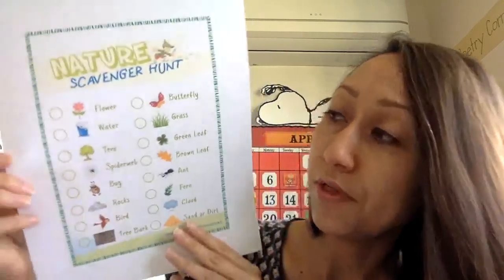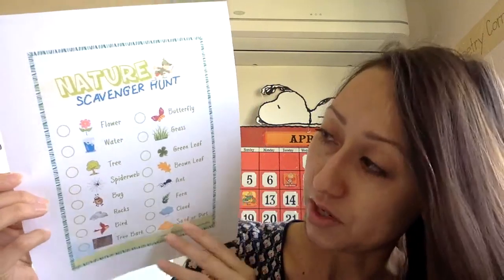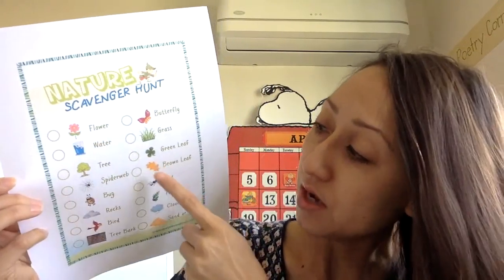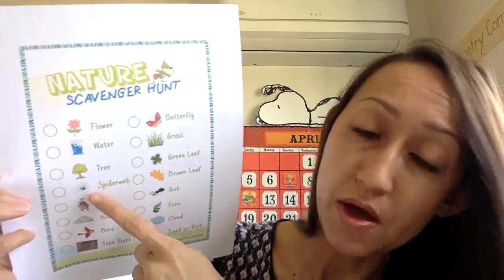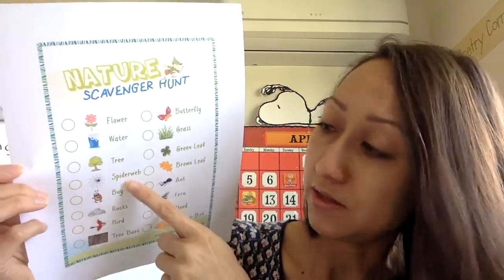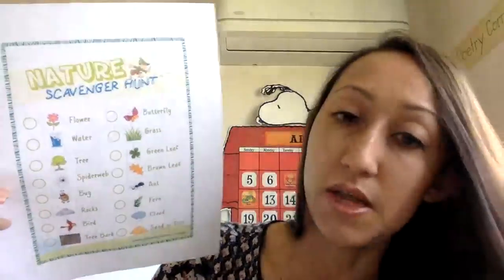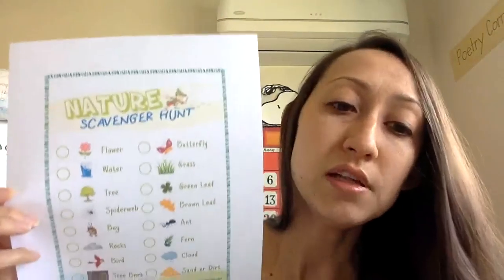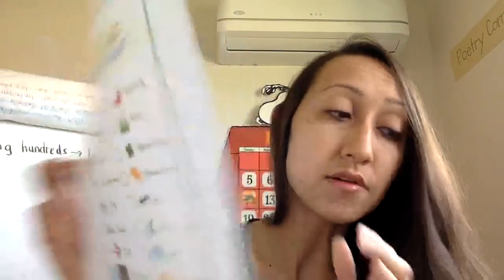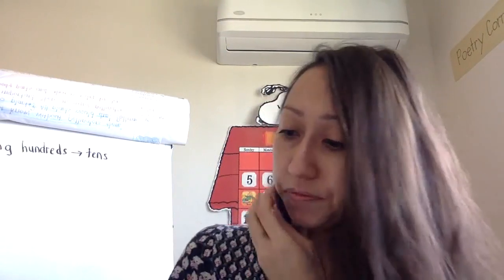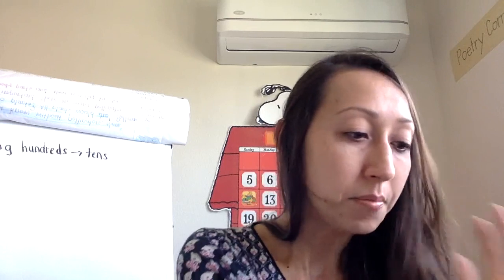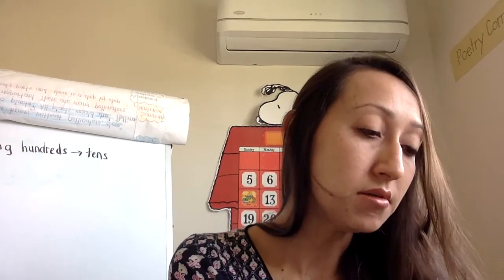So some of the cool things that you can look for in your scavenger hunt are things like flowers, a brown leaf, a green leaf, an ant, and a spider web. Spider webs have always been fascinating to me, so see if you can find one of those today. Okay, so try to find at least 10 new things that are right outside your door that are fun in nature.